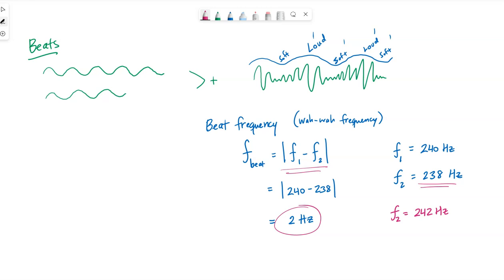So we'll go through a couple concept questions as well as an example problem to explain this more. So beats, essentially just having 2 sound waves very close in frequency, but not exactly the same. When we hear that variation, so the wah-wahing, the frequency at which that happens is based off of the difference between the 2 frequencies that we were listening to.